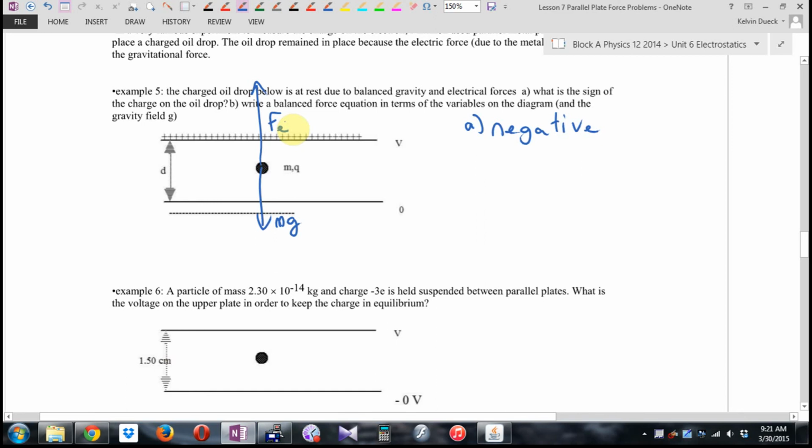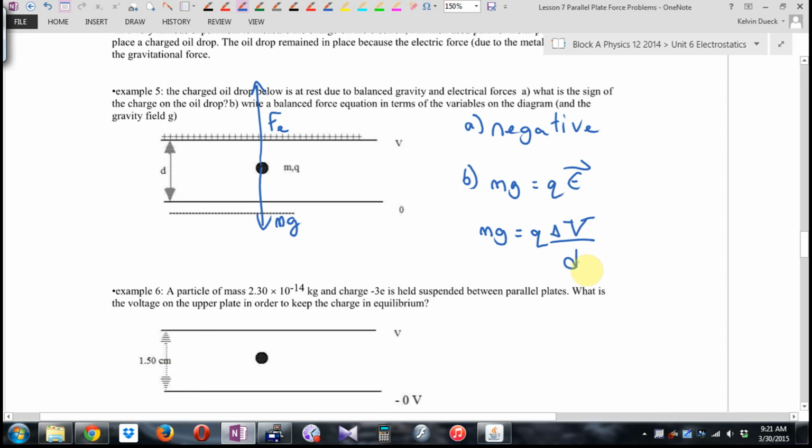In fact, B says, write a balanced force equation. You know what? I think gravity equals QE equals FE, but I even went further. I said I know electric force is QE. In fact, I really could have gone like this. Gravity equals Q, change in voltage, divided by the distance.